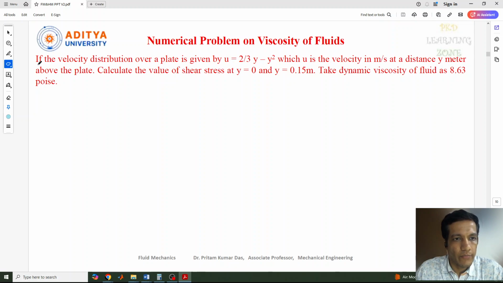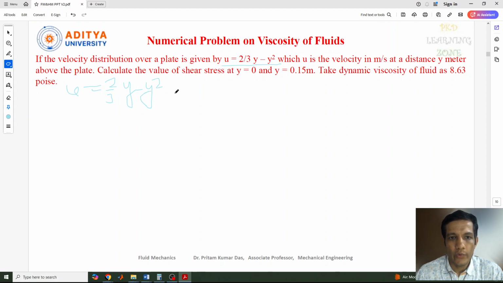So I have taken an example. If the velocity distribution over a plate is given by u equal to 2/3 y minus y squared, where u is the velocity in meters per second at a distance y meter above the plate, calculate the shear stress value at y equal to 0 and y equal to 0.15 meter. Consider the dynamic viscosity of the fluid is 8.63 poise. So let's see how to solve this one. Here the velocity distribution is given as u equal to 2/3 y minus y squared.